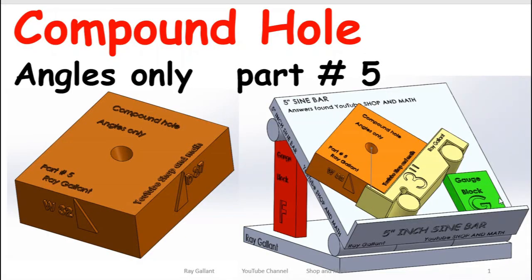Compound holes, angle only, part number 5. So basically in this problem we're given two angles. We're given the 32 and we're given the 27. And we need to find out the tilt and rotation to set up to do this compound hole.